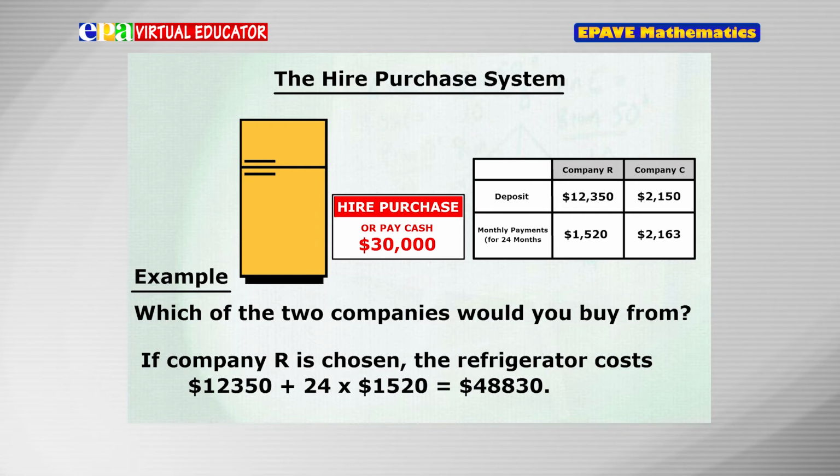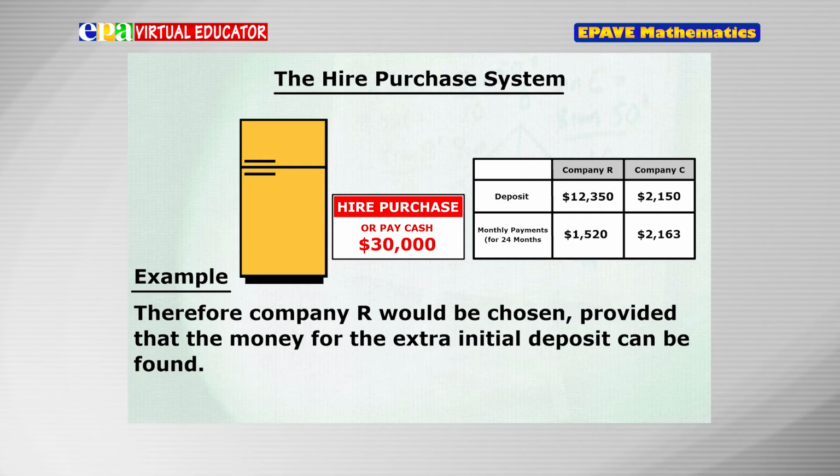If Company R is chosen, the refrigerator costs $12,350 plus 24 multiplied by $1,520, which is equal to $48,830. If Company C is chosen, the refrigerator costs $2,150 plus 24 multiplied by $2,163, which is equal to $54,062. Therefore, Company R would be the better choice, provided that the money for the extra initial deposit can be found.